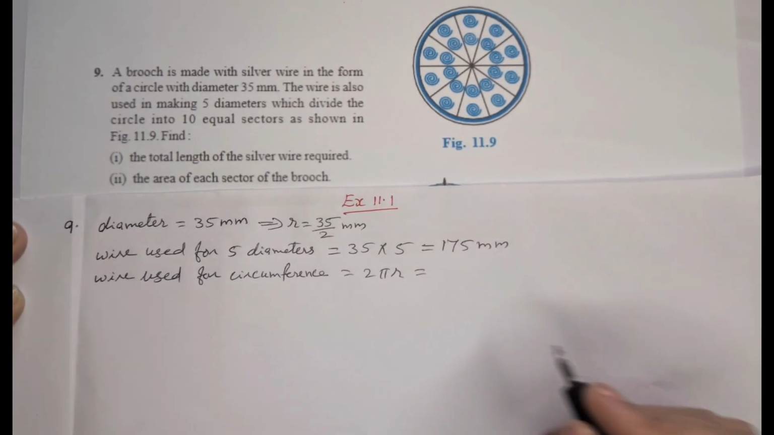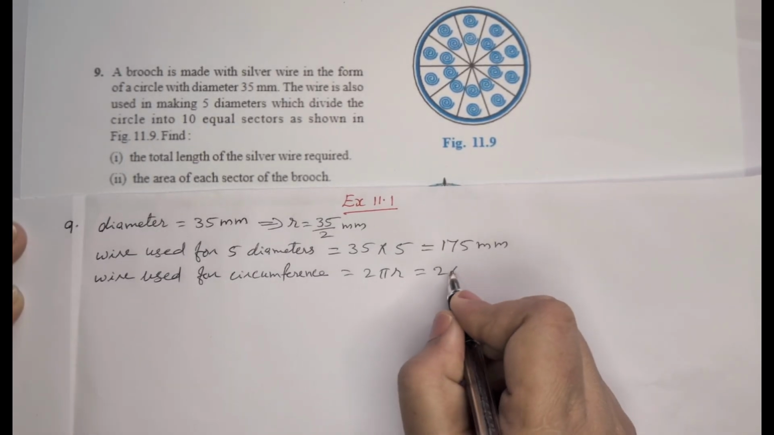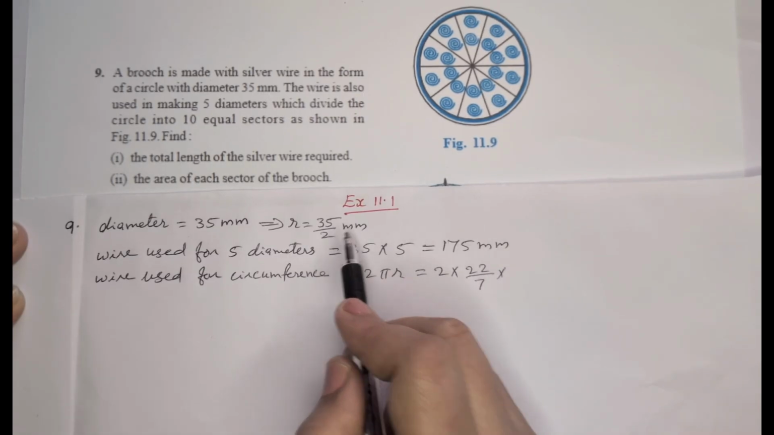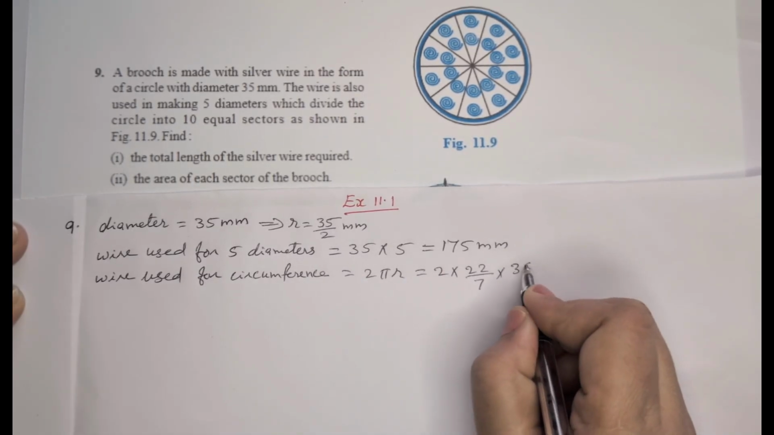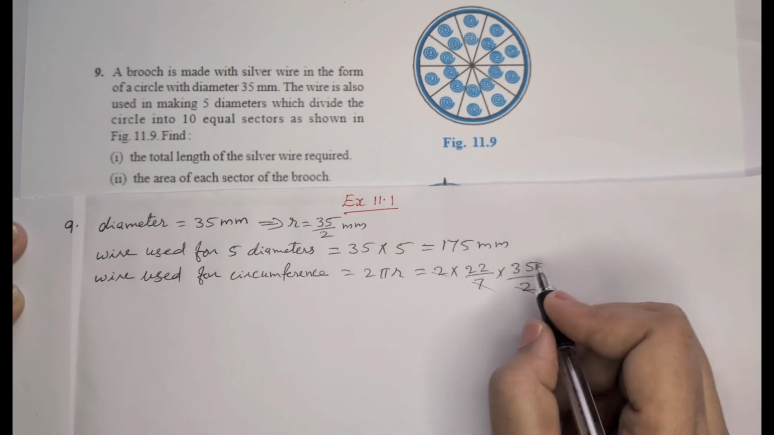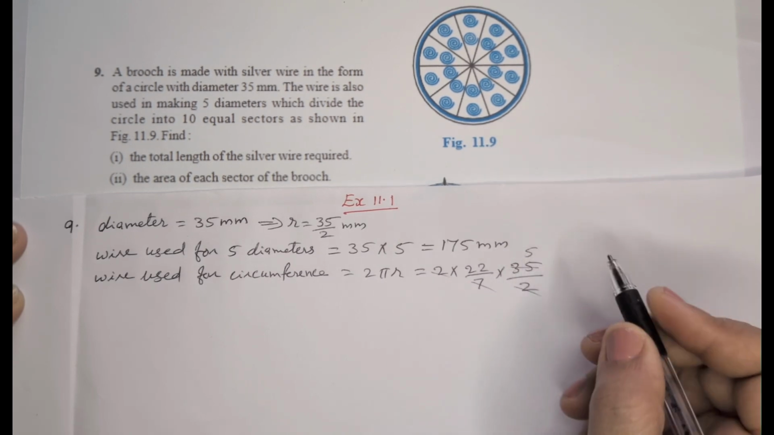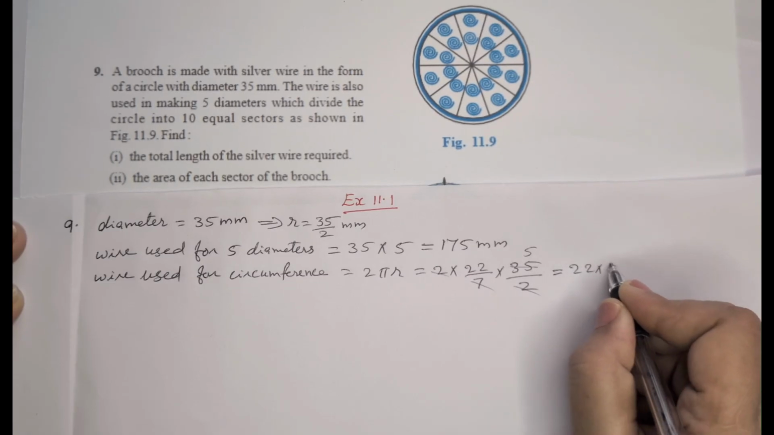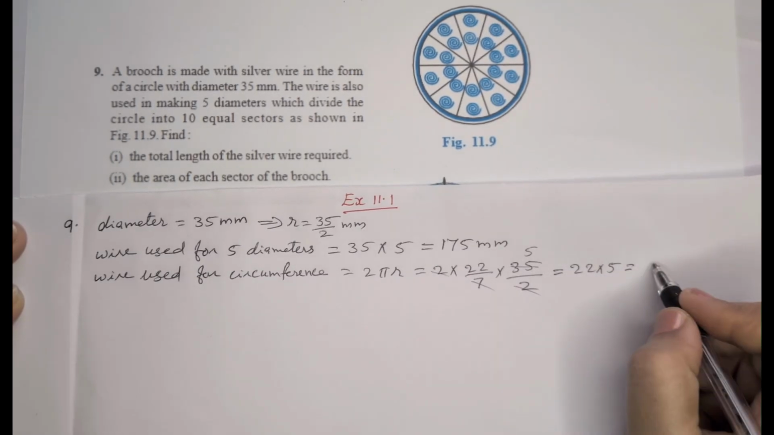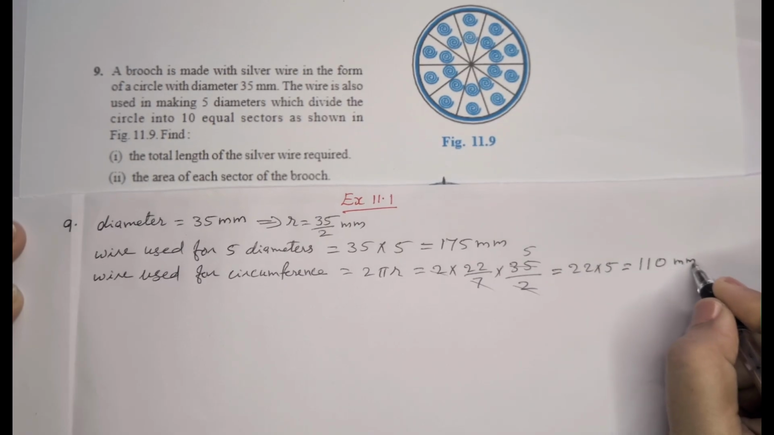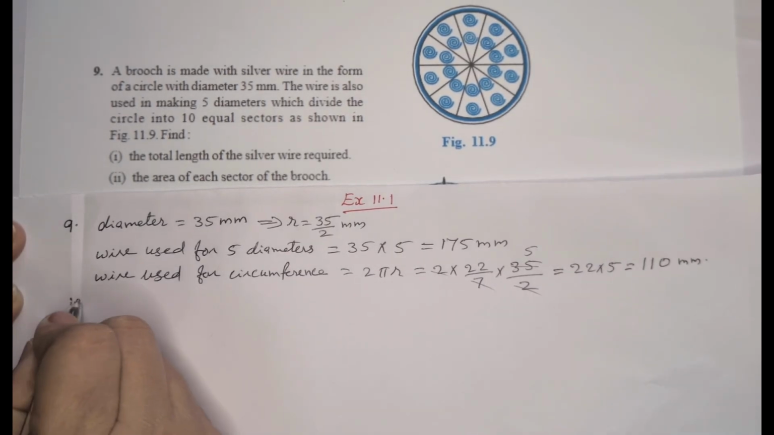Circumference of the circle is equal to 2 pi r, which means 2 into pi, 22 by 7, and radius we already wrote as 35 by 2. The 2 we can cancel. When we divide by 7, we get 5 times 22 into 5, which is 110 millimeter.